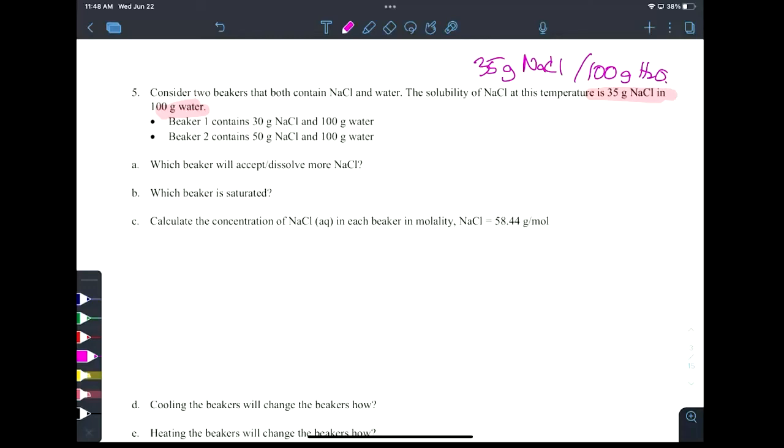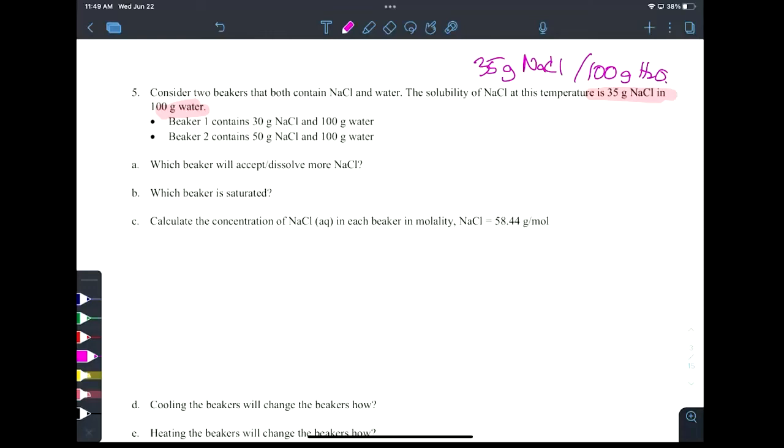All right, so based upon this information, beaker 1 contains 30 grams of sodium chloride. Beaker 2 contains 50 grams of sodium chloride. How can we categorize those beakers? Beaker A, what would we call that? Where is all the salt? Think about in your brain, where is the salt? Is it sunk to the bottom, or is it dispersed evenly to make a nice saltwater solution?